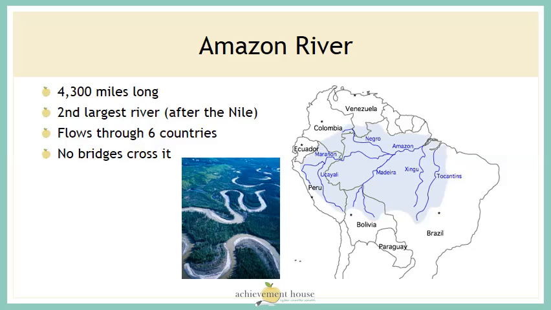Before we look at our next climate region, we need to take a look at the Amazon River. The Amazon River runs from east to west across South America. It's 4,300 miles long. It's the second largest river after the Nile. It flows through 6 countries in South America. There are no bridges that cross this river. You can see on the map the Amazon River and all of the offshoots of the river.